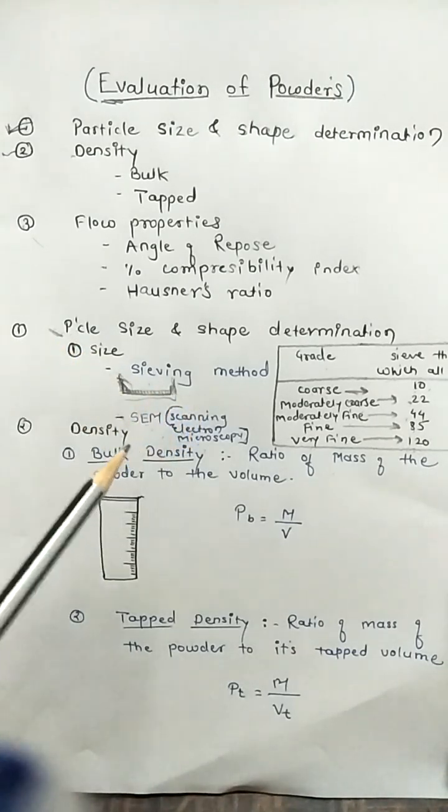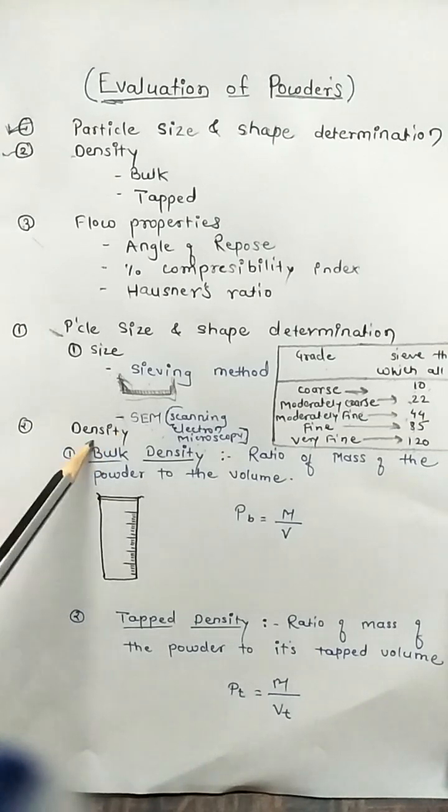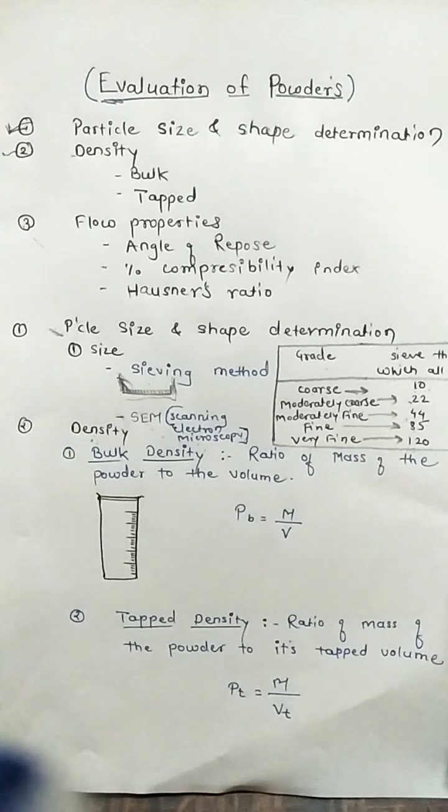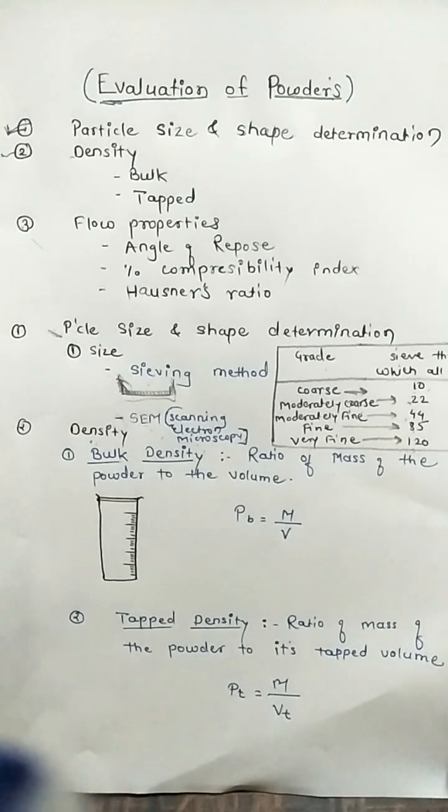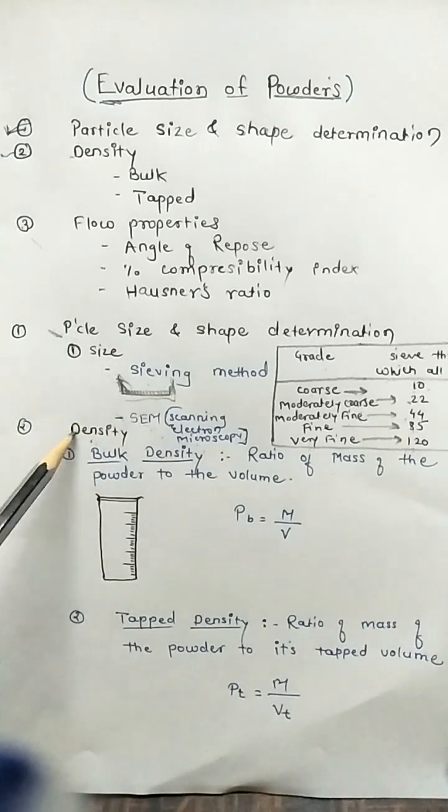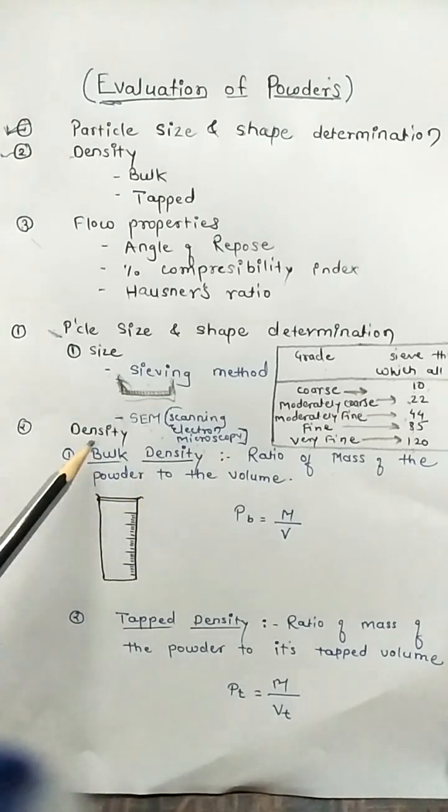Okay, second is density. What is density? Density depends upon the different forces which are present between two particles. Powders are formed of a number of particles, and due to the forces present between the two particles, density is formed. Density depends on the force between those particles.